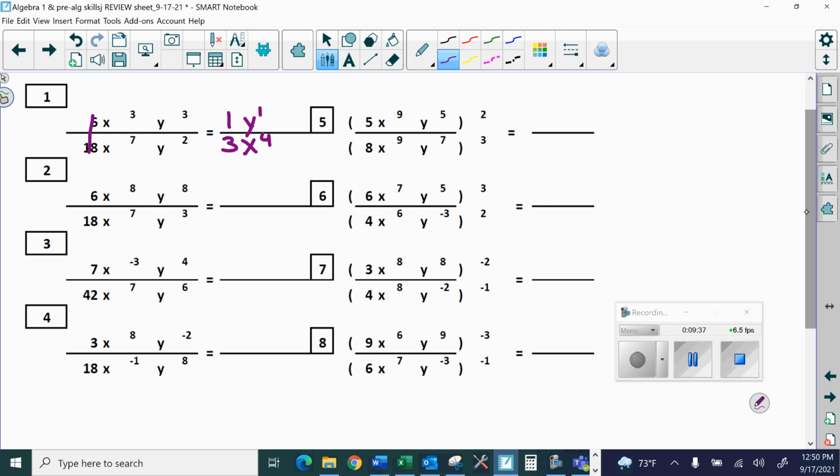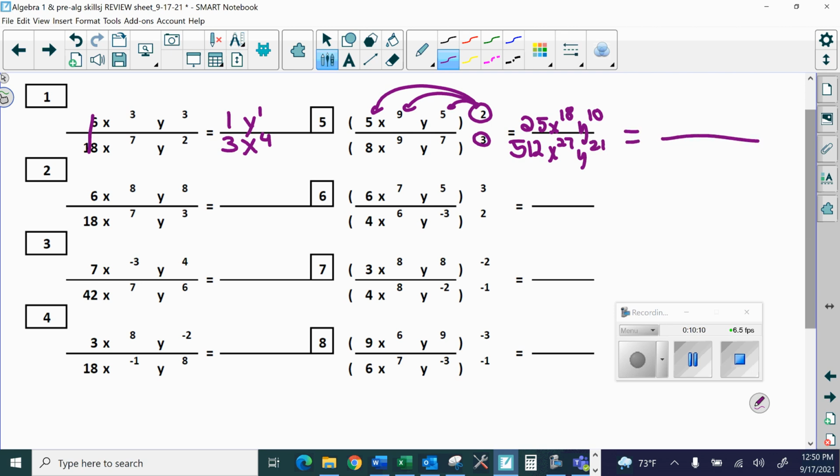So there's that answer. Now here, I have to remember to distribute the 2 through everything here first, and then the 3 through everything there. 5 squared is 25, and I have x to the 18th because I do a power to power, so I multiply it, and I have y to the 10th. 8 cubed is 512. X to the ninth cubed is x 27, and then y to the 21st. So I need to simplify that.